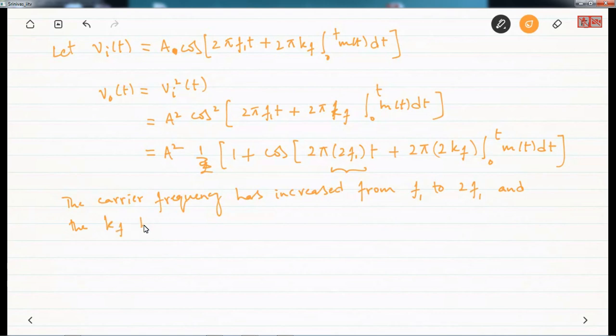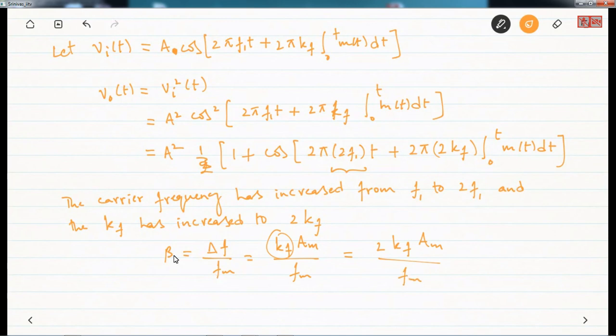The kf has increased. kf is the sensitivity of the modulator, right? And we know that modulation index beta is equal to delta f by fm, and delta f is what? Kf into am divided by fm, and now this kf has increased from kf to 2 kf. Understood?